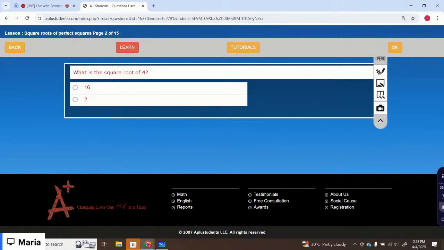What is the square root of 4? Which is the correct option? So which number multiplied by itself equals 4?